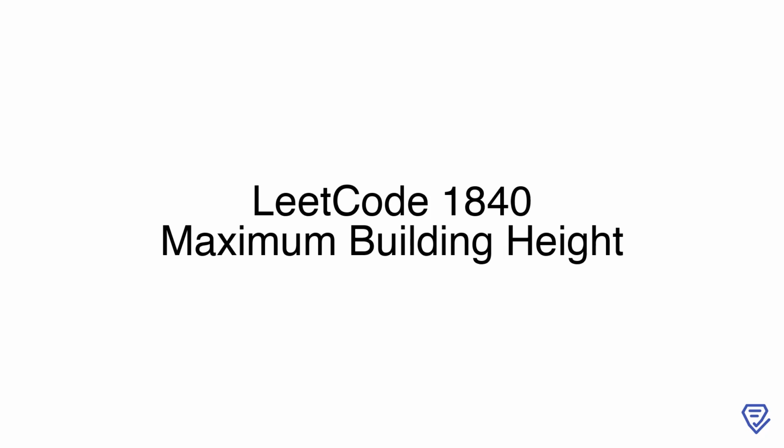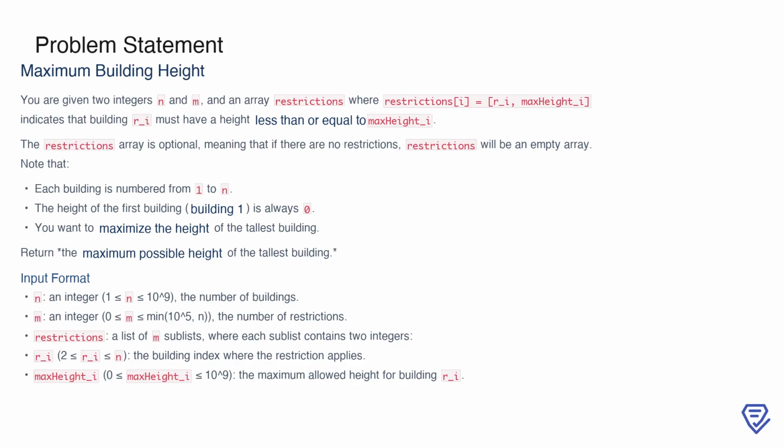Let's dive in. In this problem, you are tasked with finding the maximum possible height of the tallest building in a sequence. The problem involves two integers, n and m, where n represents the total number of buildings, and m represents the number of restrictions provided. These restrictions are given in the form of an array, where each restriction is a pair, r_i, max height_i. This means that the building at position r_i must have a height that is less than or equal to max height_i. It's important to note that the restrictions array may be empty, meaning there are no constraints other than the natural structure of the problem.